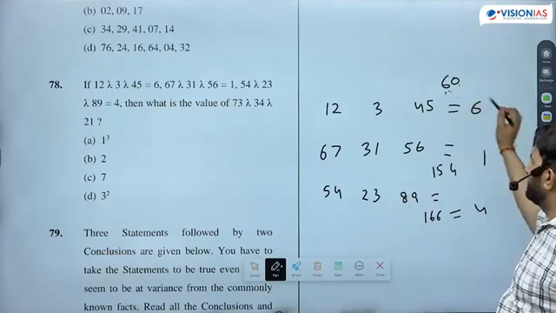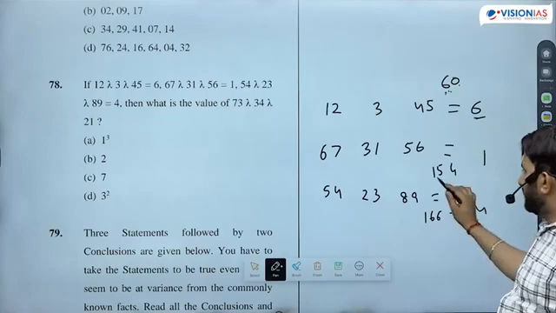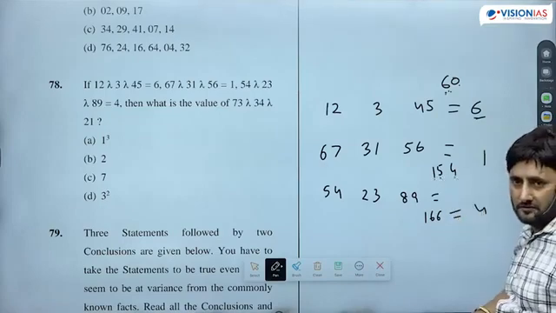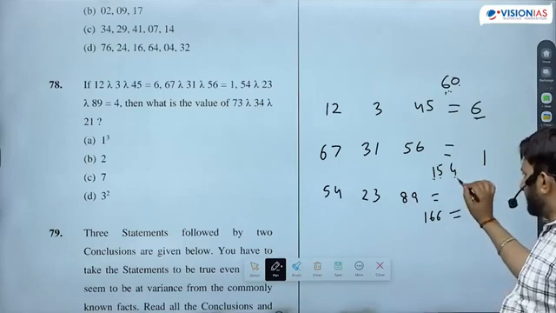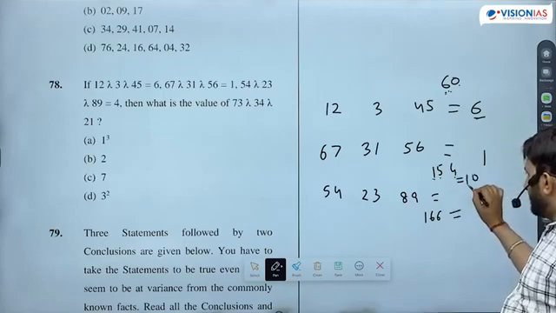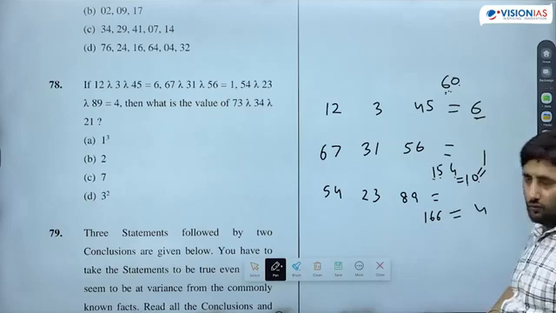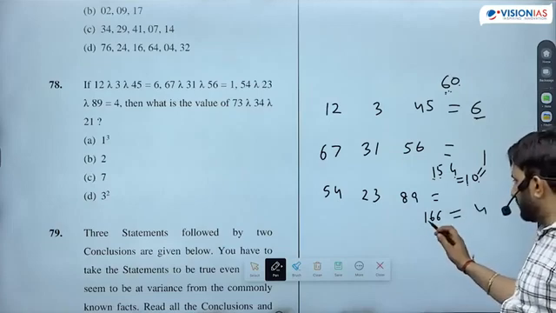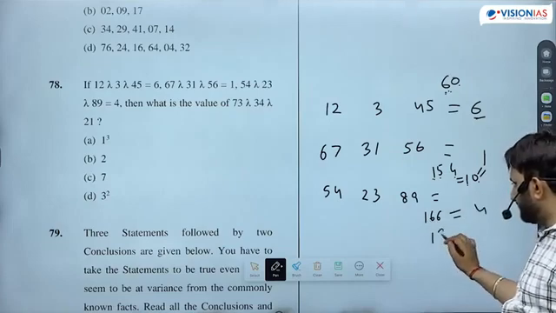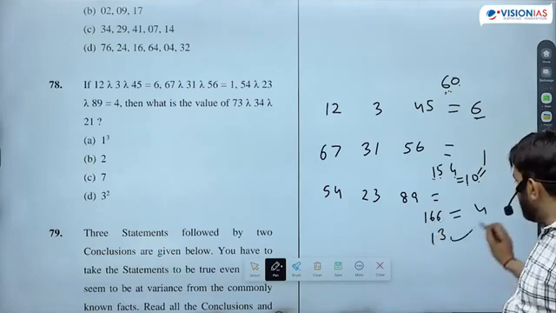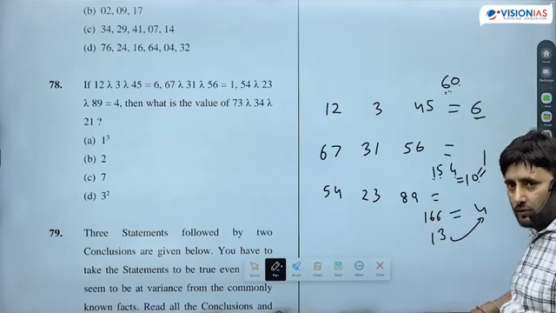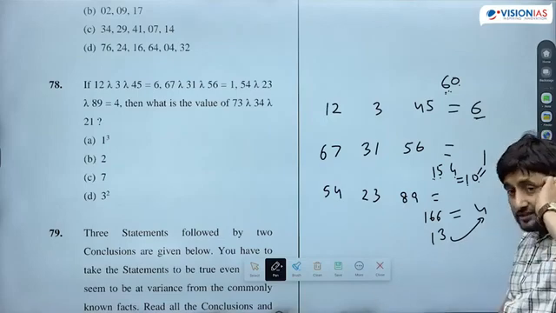6 plus 0 is 6. 1 plus 5 plus 4 is how much? 10. 1 plus 5 plus 4 is 10. And 10 में 1 plus 0 is 1. Their total is coming out to be 13. 6 plus 6 plus 1 is 13. 13 में 1 plus 3 will be 4. You keep on adding. उसे बोलते हैं डिजिटल सम.